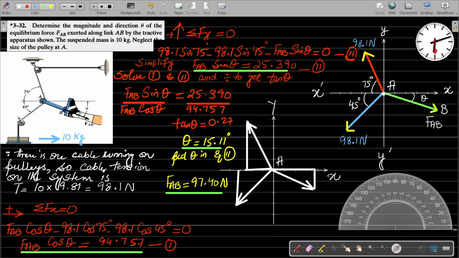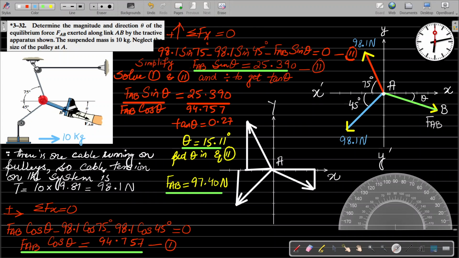Because it is a single cable, this cable will exert the same force all over as a result of this 10 kg load. So the tension in this single cable can easily be calculated by the weight, 10 kg into 9.81, which means tension is nothing but m into g, which is 98.1 newton. So everywhere in the cable the tension will be 98.1 newton.